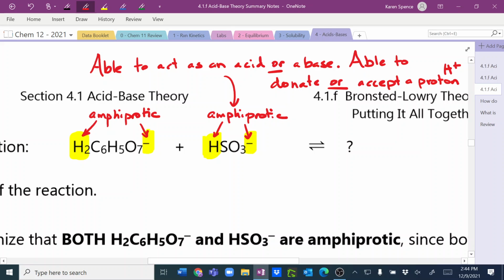Now, if they're both amphiprotic, then the question becomes, who will act as the acid and who will act as the base? There's a little bit, but there's one reaction that happens more than the other. And how could I figure out which one is going to be acting as the acid and which one will be acting as the base?